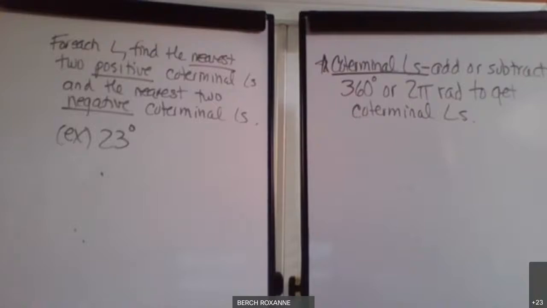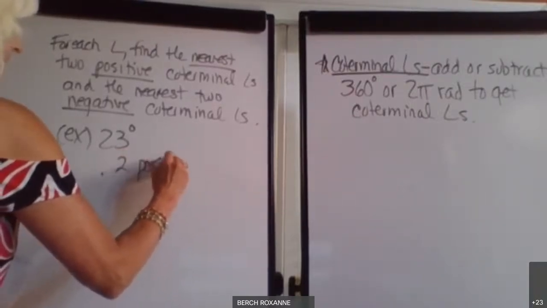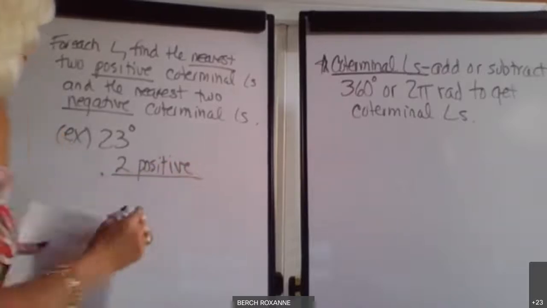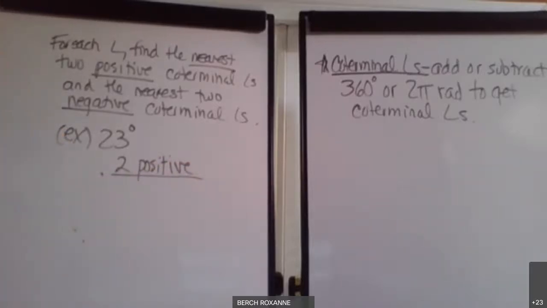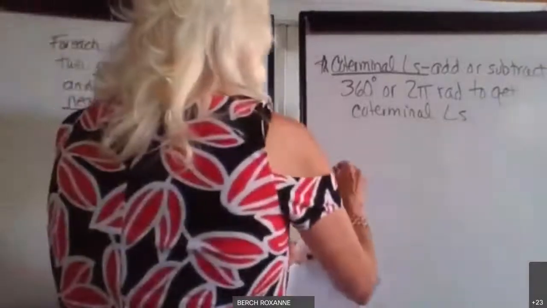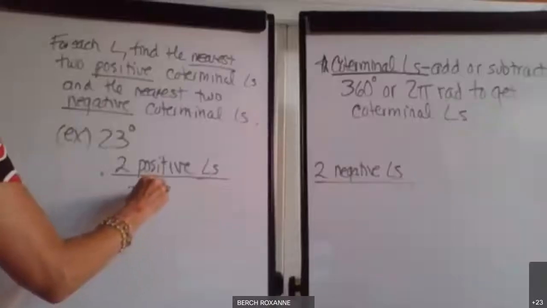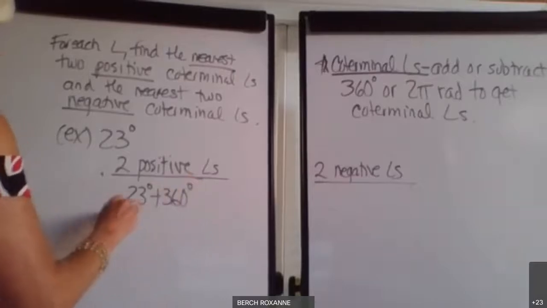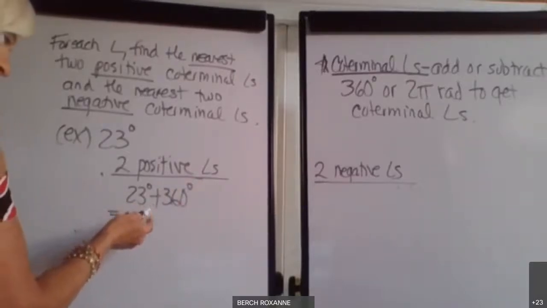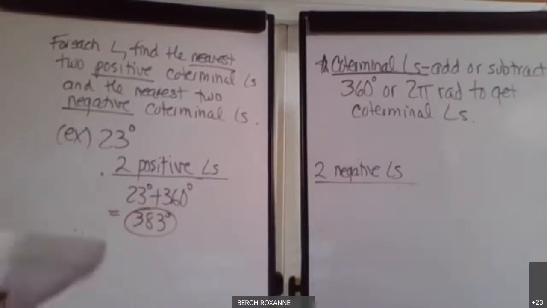So you tell me, how can we get two positive ones? What would be the two positive coterminal angles? What would you do? Would you add 360? Sure. So you would take 23 degrees and add 360. So you would get what, 383? So that's one that's close.